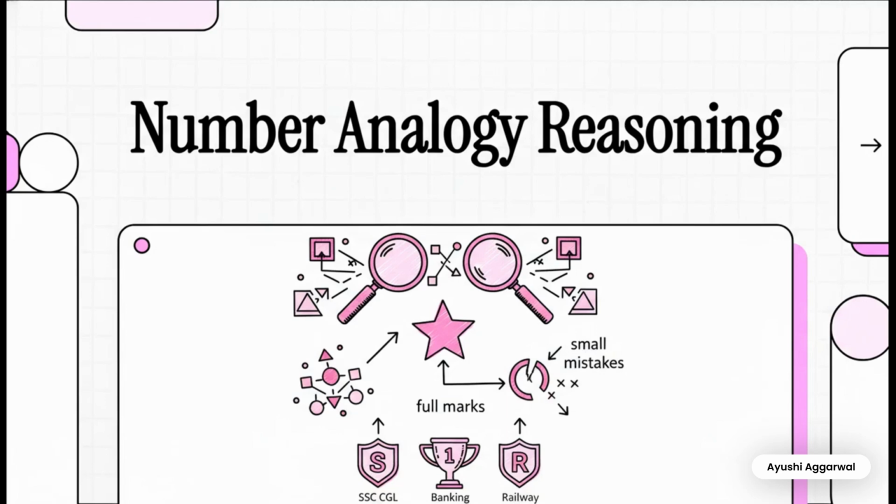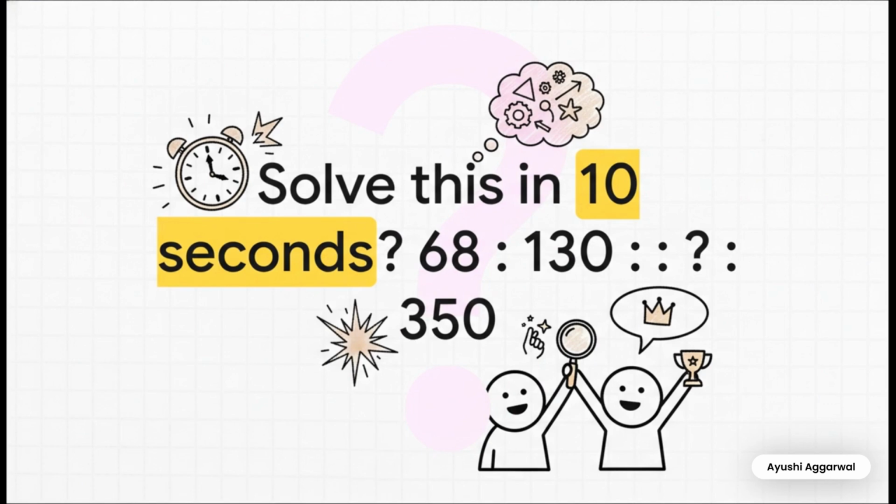Let's talk about number analogy. It's one of those topics in reasoning where you can score full marks, but one tiny mistake can cost you everything. And it's an absolutely crucial topic for all major exams like SSC CGL, banking, and railway. All right, let's put your preparation to the test.